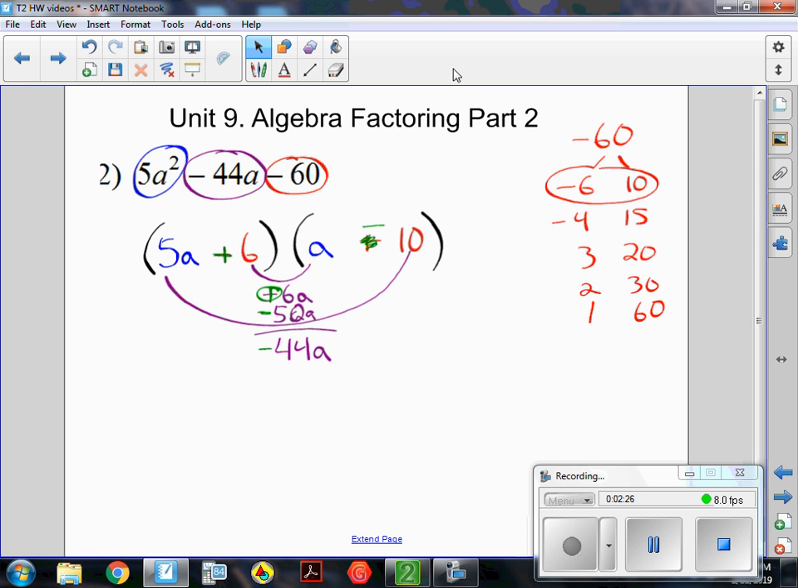So if you get the same number but the wrong sign, positive 44 instead of negative 44, your strategy should be to change both of your positive and negative signs, and then it should work.